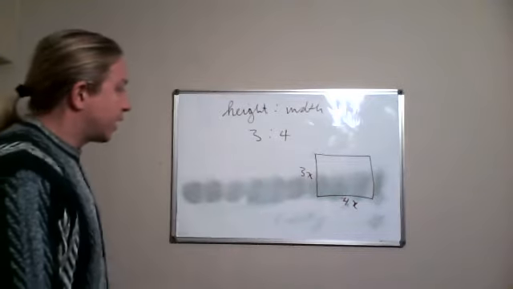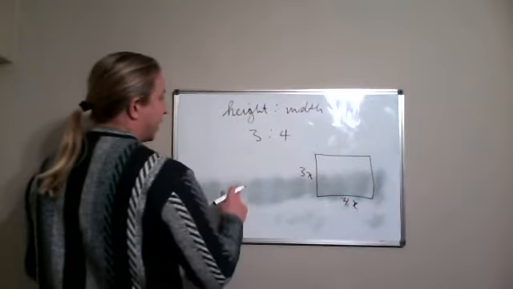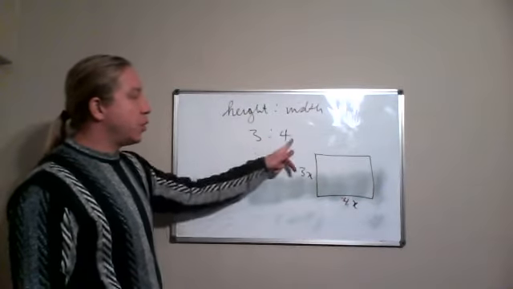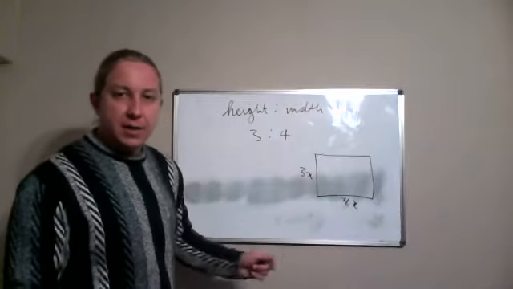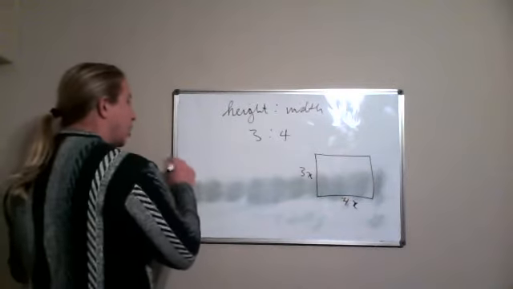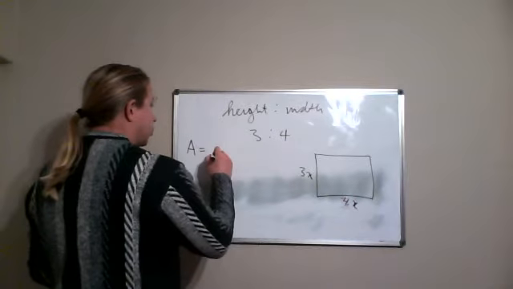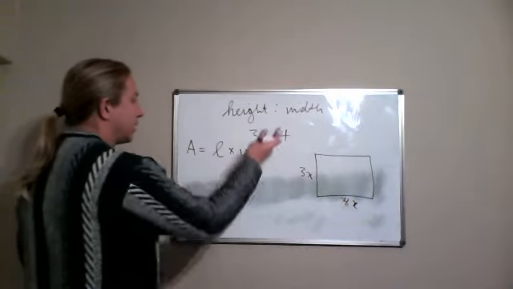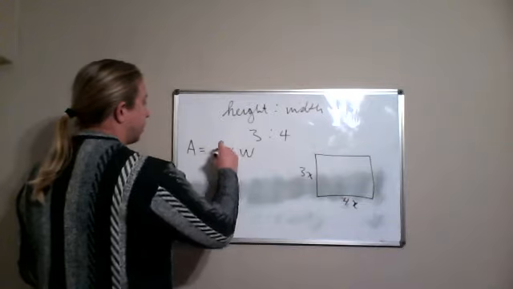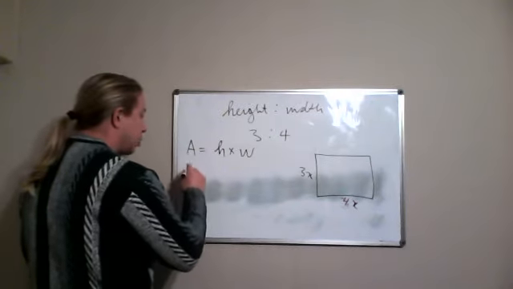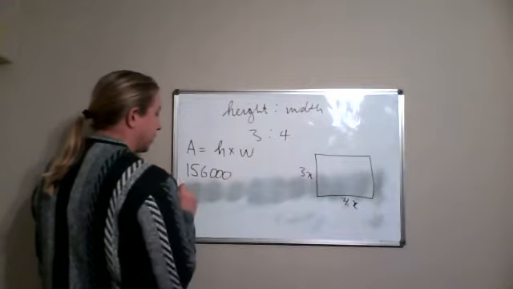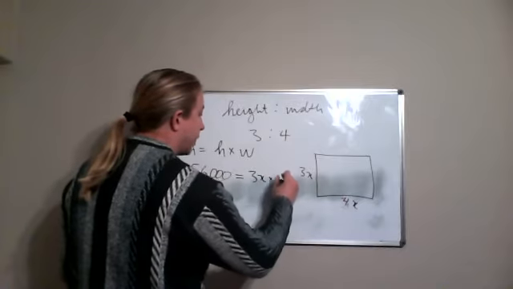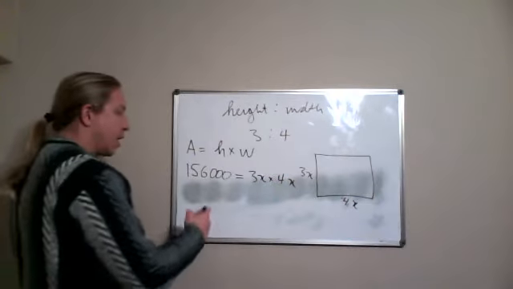Okay. So given that ratio, 3x and 4x, in a similar example all you're doing is putting an x in front of each one, and then using those as your sides in your calculation. So what is our area formula? Our area equals length times width, or height times width. Let's use height and width. Our area, they told us, was 156,000, which equals the height 3x times the width 4x. Let's work that out.